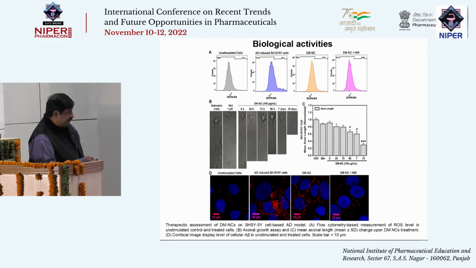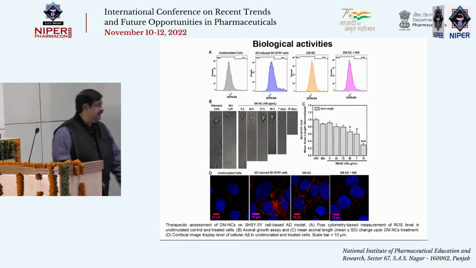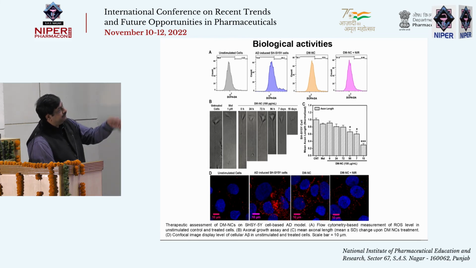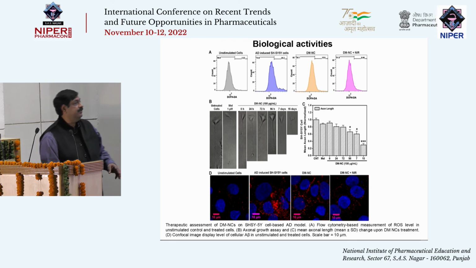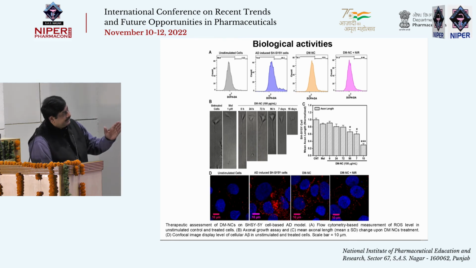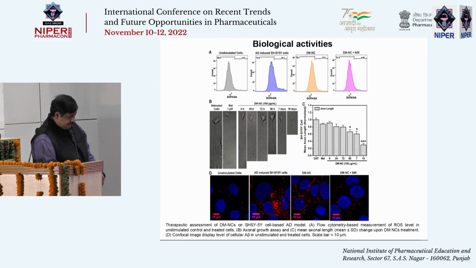You can see after the treatment with the amyloid beta, the plaques are present. Within the cytosol, the red fluorescence represents them. The treatment with this nanoformulation can reduce that amyloid plaque. And when we shine the NIR on it, it completely inhibits or disintegrates that plaque within the cell.